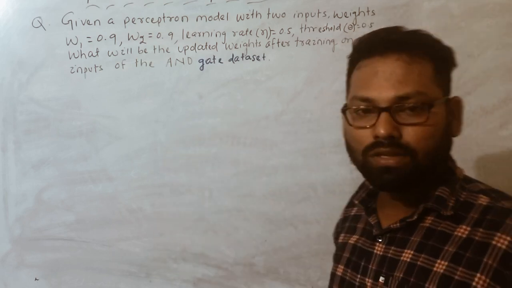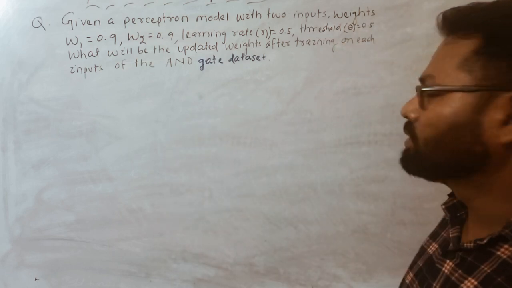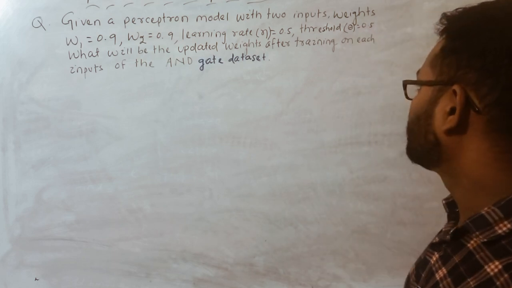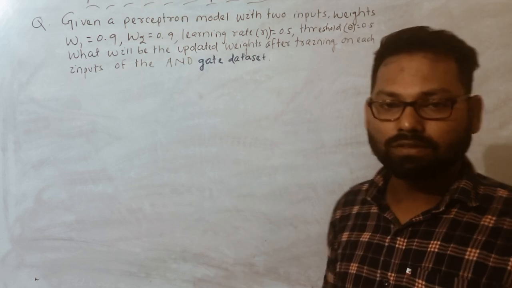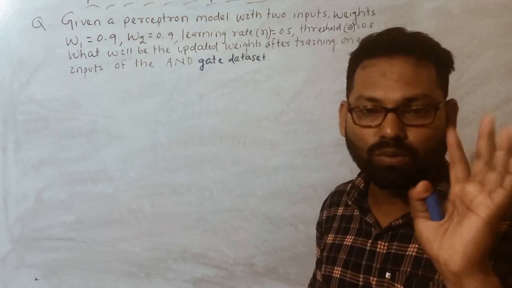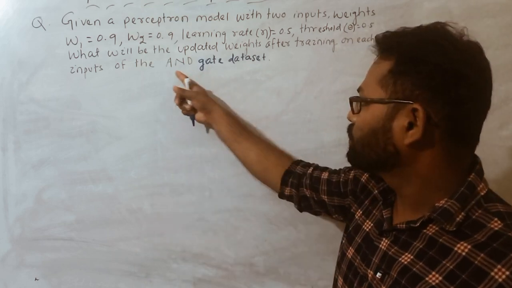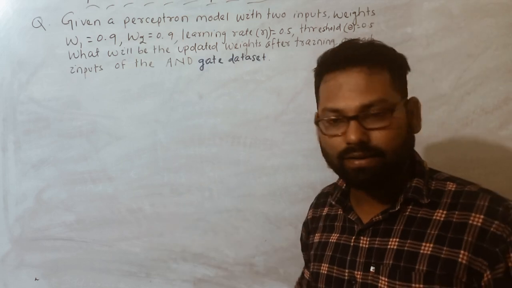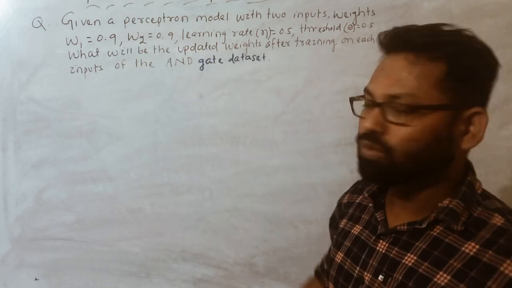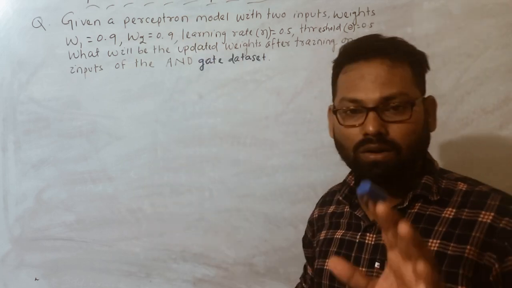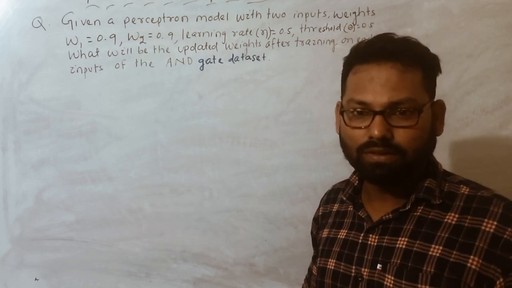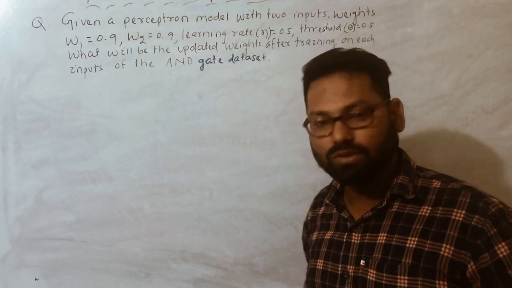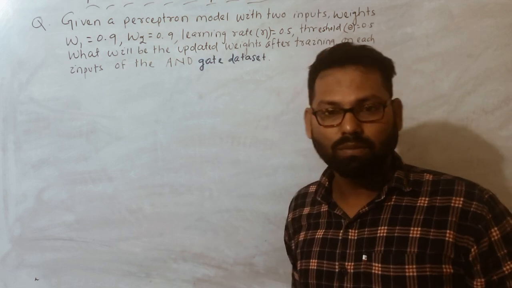So here the question is, what will be the updated weights after training on each input of the AND gate dataset? Before we try, we have to do two things. One, we have to provide the dataset for the AND gate. Then, with two inputs and two weights, on the basis of that, we have to design the perceptron model first. After that, we will update the values using our perceptron algorithm.